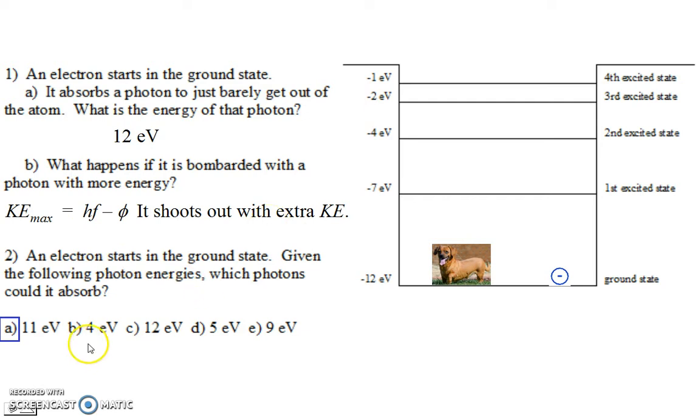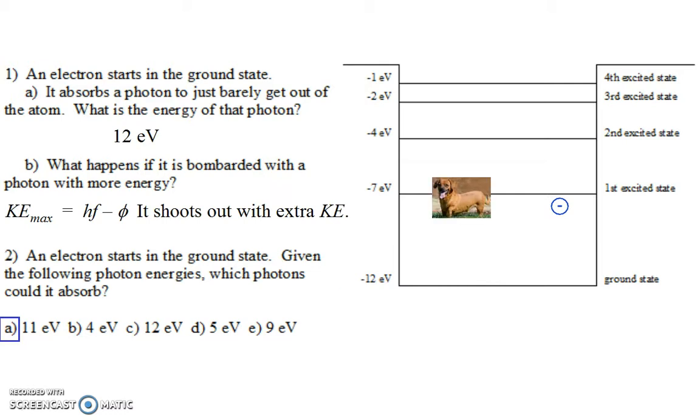What about a 4 electron volt one? Well, if it's down here at -12 and absorbs 4, where would it jump up to? It would jump up to -8. But see, there's no level there. Just like the dog, if you gave it an energy to go here, well, there's no ledge there, so the dog can't just hang out there.